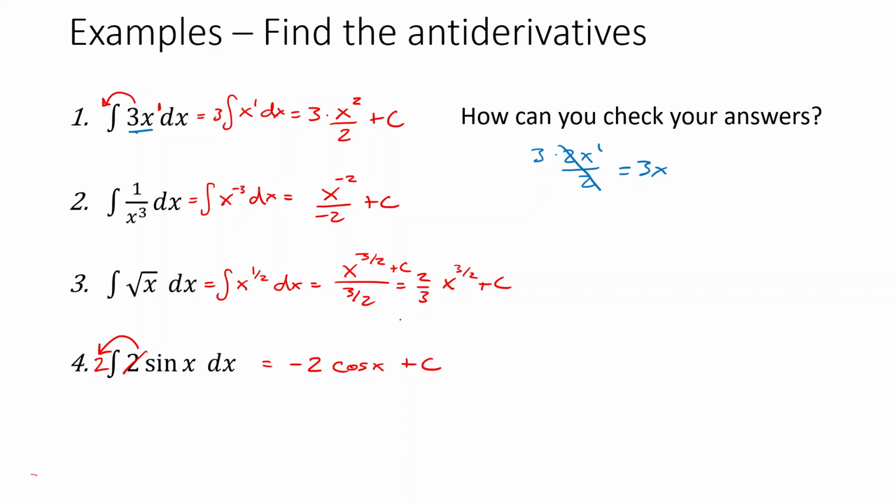All right, we can do this for any of these if we want. Like the derivative of cosine is negative sine, so we get -2 sine of x. The derivative of c goes away. The negatives cancel out. And lo and behold, we get what we started with.